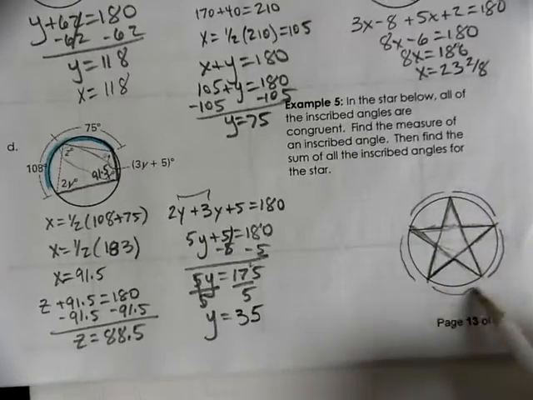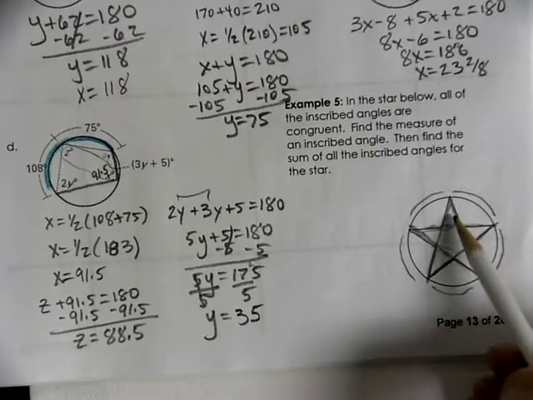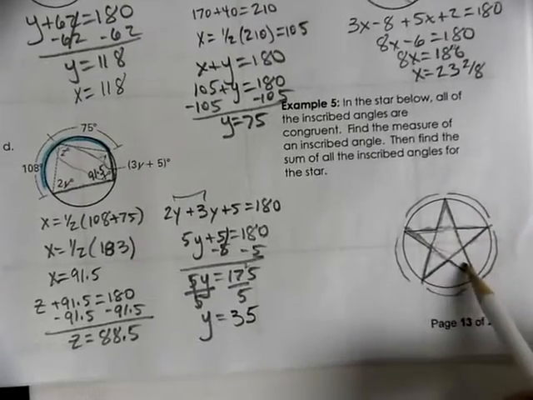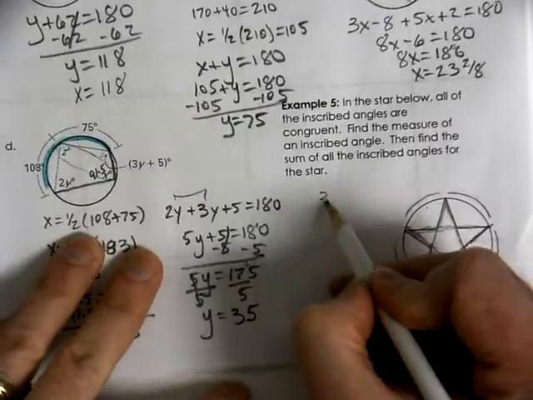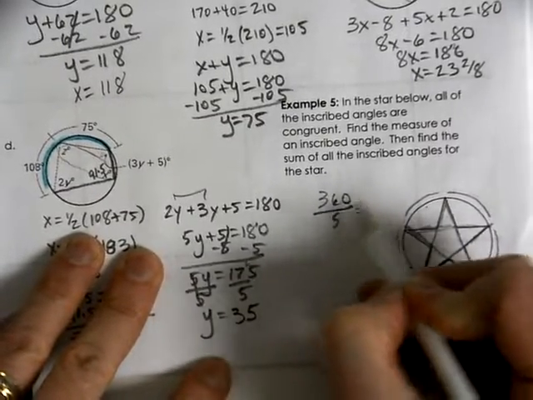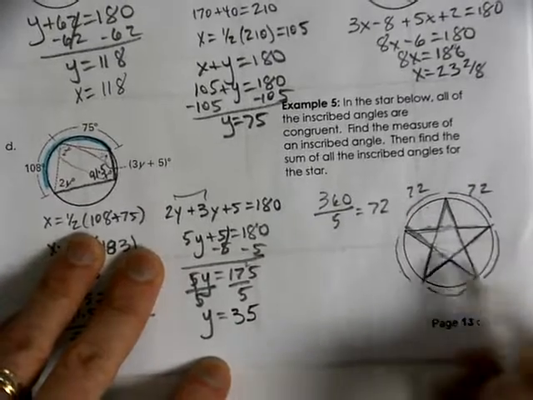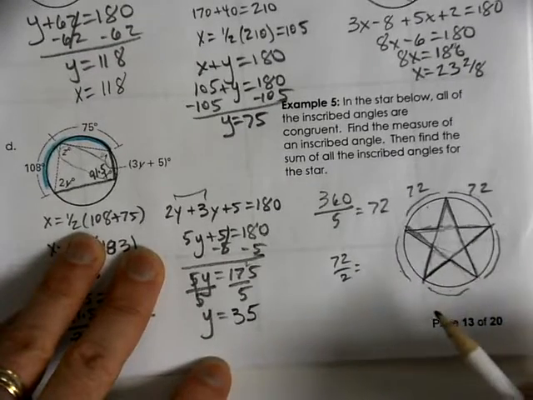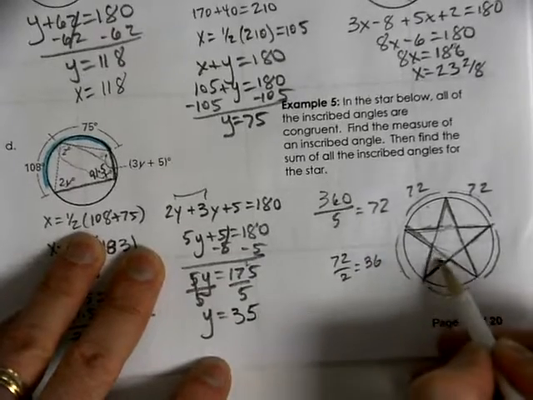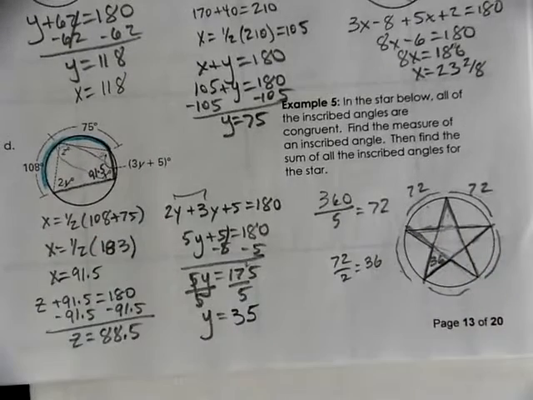So it's 360 around the entire circle. That's divided into 5 different pieces. So each of these are 72. So each angle is going to be half of 72. So each of these angles here are inscribed angles, and they're half the measure of the intercepted arc.